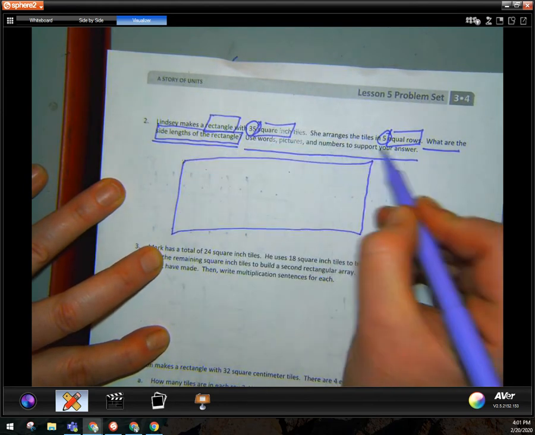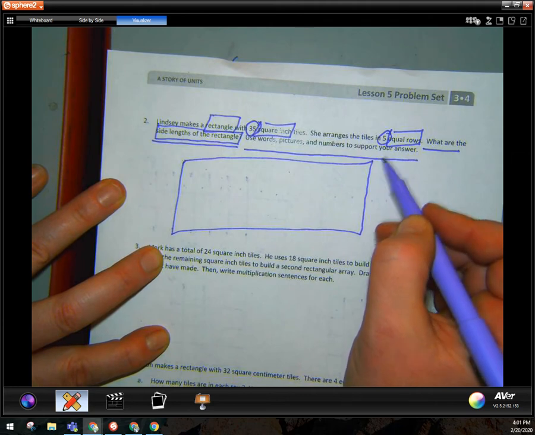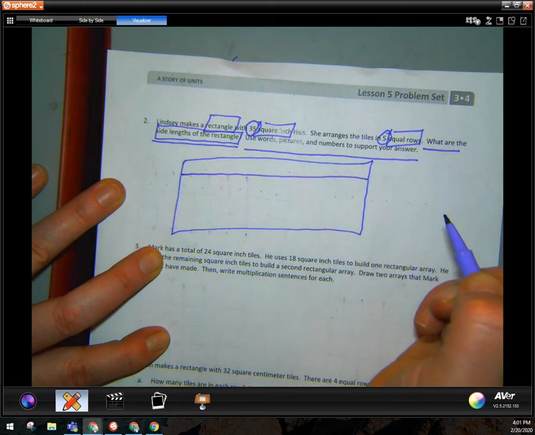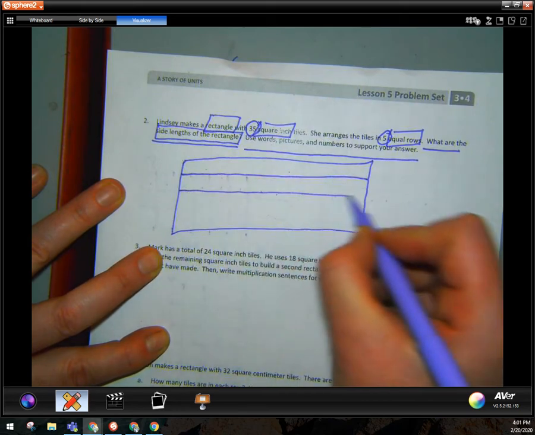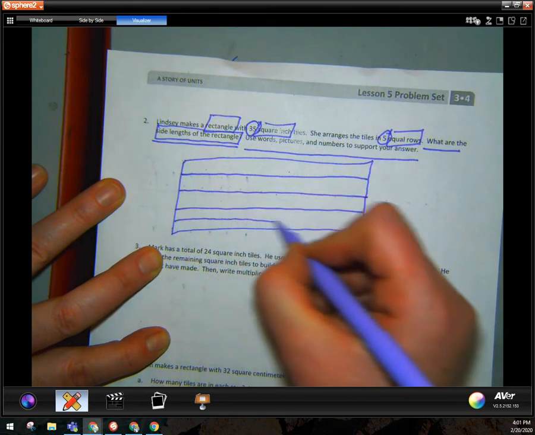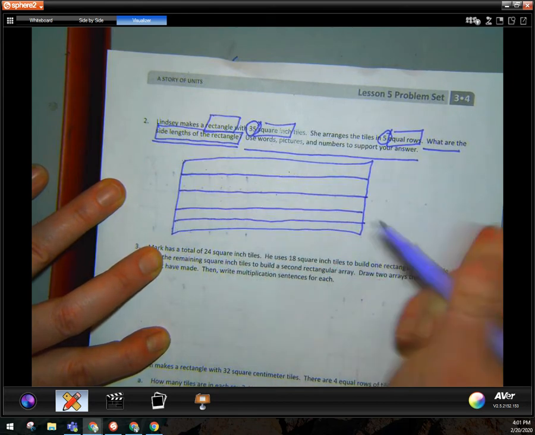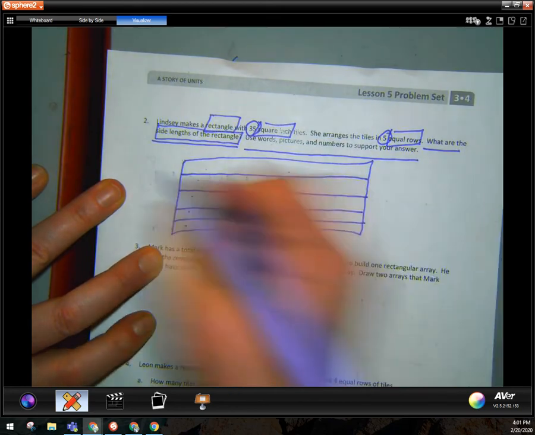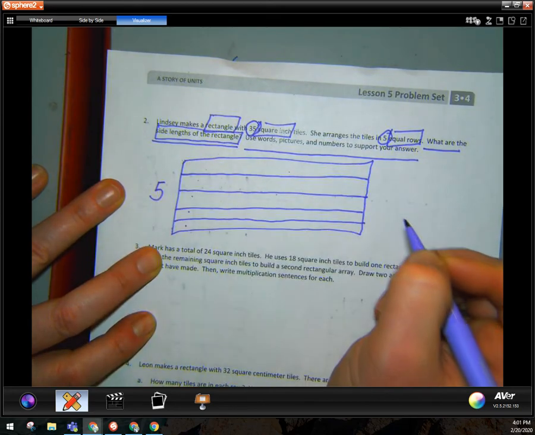She arranges the tiles in 5 equal rows. I need to make 5 rows. 1 row, 2 rows, 3 rows, 4 rows, 5 rows. I'm going to double check. 1, 2, 3, 4, 5. 5 rows. That side length is 5.